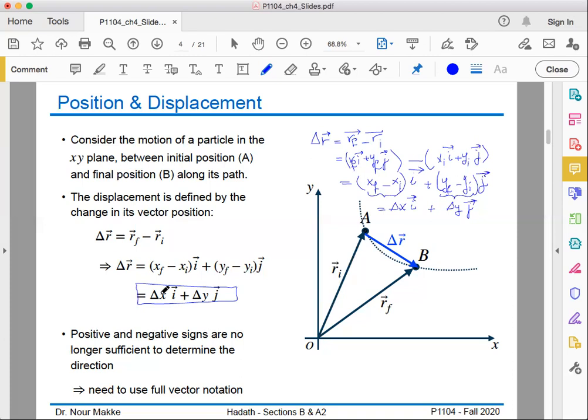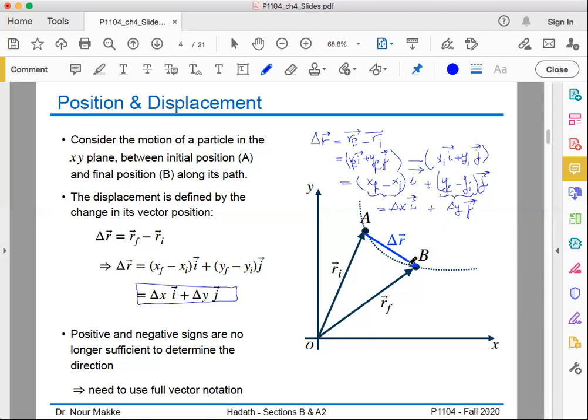Now, the vector delta R is the sum of these two components, delta X i plus delta Y j. And the way actually we draw it is we start from the initial position and then we draw a line from the initial position to the final position. And this line would define the vector delta R.